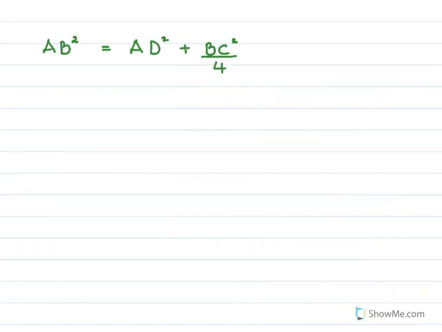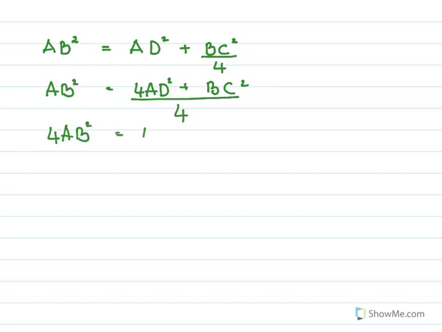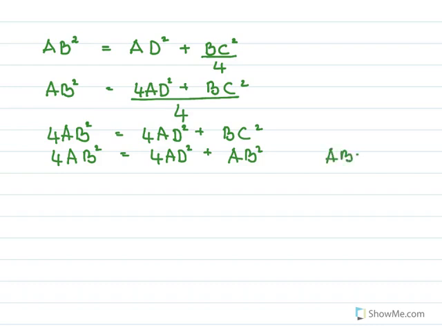Now I take LCM. AB square equal to, this is 4 AD square plus BC square over 4. Now cross multiply, so 4 AB square equals 4 AD square plus BC square. Now remember, this is an equilateral triangle. All the sides are equal. Here I just copy this out. Now for BC square, I'm putting AB square. But all sides are equal. AB equal to BC, side of equilateral.